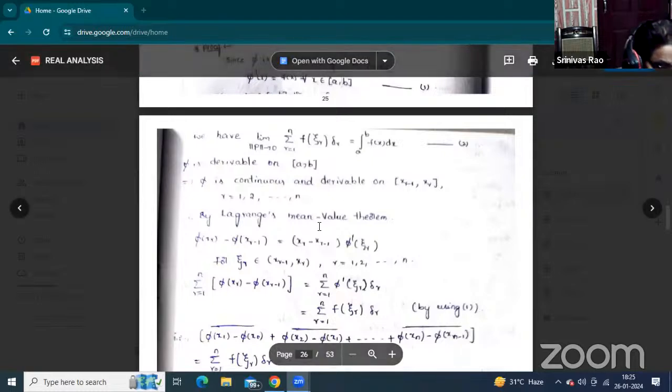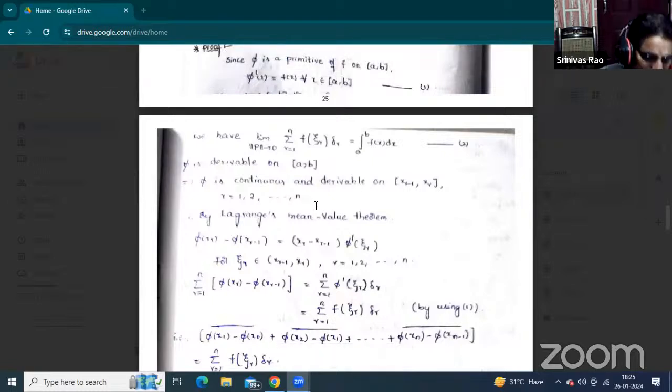What is the derivable condition? Already we know this; you just have to practice it from the first semester. How to find the derivative? What is the first principle of the derivative? f dash of x equal to limit x tends to c, f of x minus f of c by x minus c, or limit h tends to 0, f of x plus h minus f of x by h. That is the first principle of the derivative.